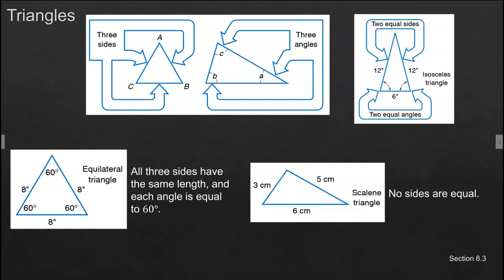An isosceles triangle has two equal sides, and it also has two equal angles. So if you have the angles that are the same on this bottom part, then you're going to know that that's an isosceles. Of course, it can be turned sideways. It doesn't have to be on the bottom. An equilateral triangle means all three sides are equal, and also all the angles are the same. Each of them are 60 since they need to add up to 180. And then a scalene triangle has three sides that are different. None of them are equal.